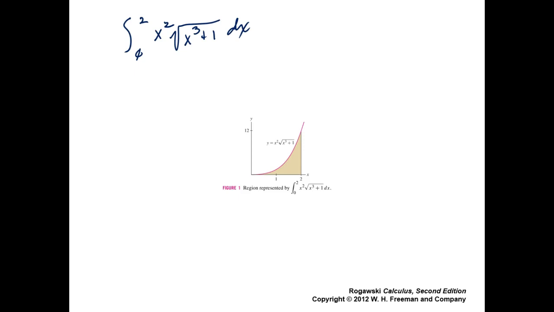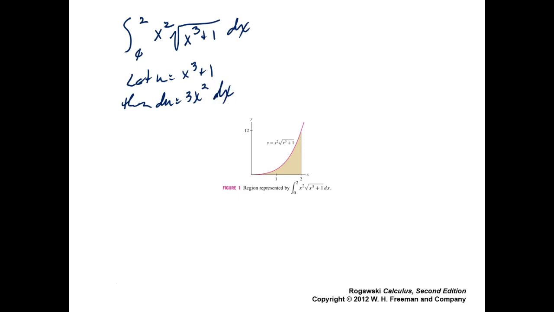Start it just like we did before. What would you do first? Okay, let u equal x cubed plus 1. I like it. Then du is equal to 3x squared dx. Okay, right?